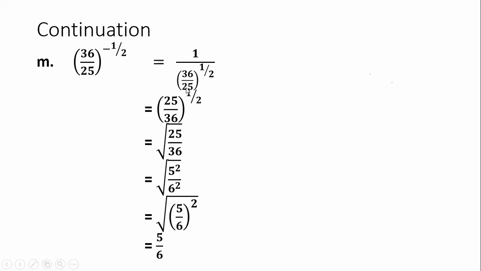The numerator will change to denominator, and the denominator will change to numerator. That's why this is changed to 25 over 36 raised to power half. So that will be the square root of 25 over 36. The square root of 25 is 5 squared, and 36 is 6 squared when you factorize. So the square and square root cancel, and your answer is 5 over 6.